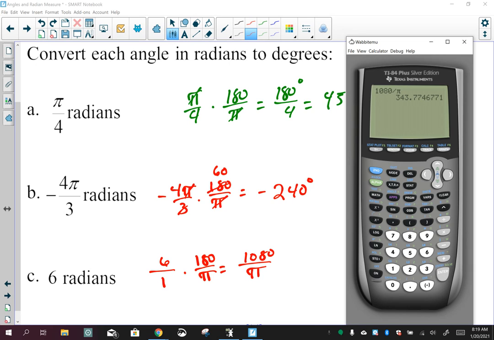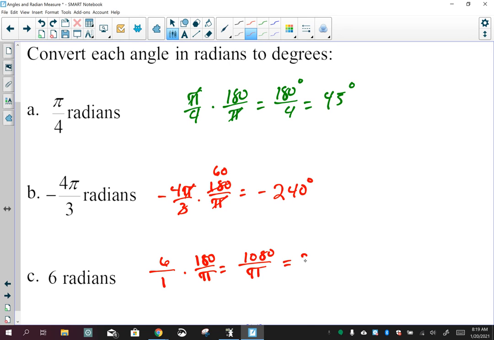Usually when we round, it's 3 decimal places. So I look at this and that's 343.775. So I wind up here with 343.775 degrees. When you're going through these, just make sure even when it says radians on here, you're still going to use the 180 divided by pi. And if you wind up with the pi in there, we just want to go ahead and divide that through so we can figure out exactly what we're looking at.